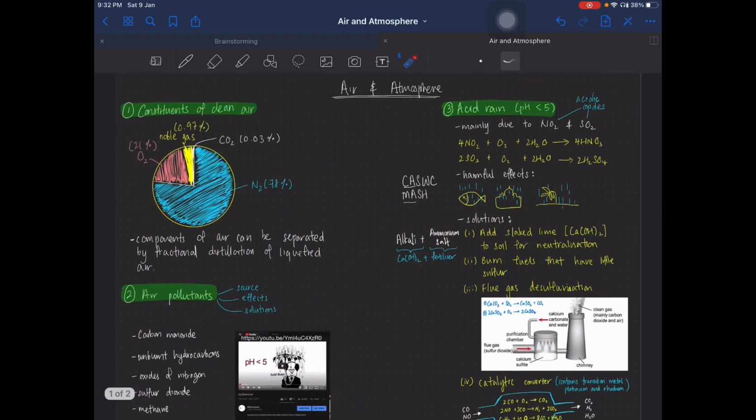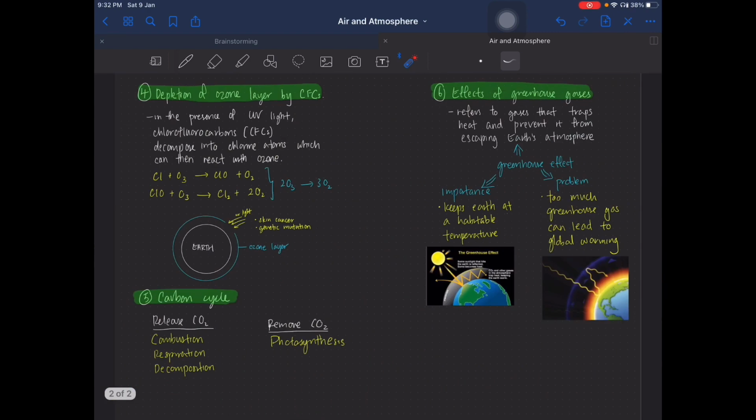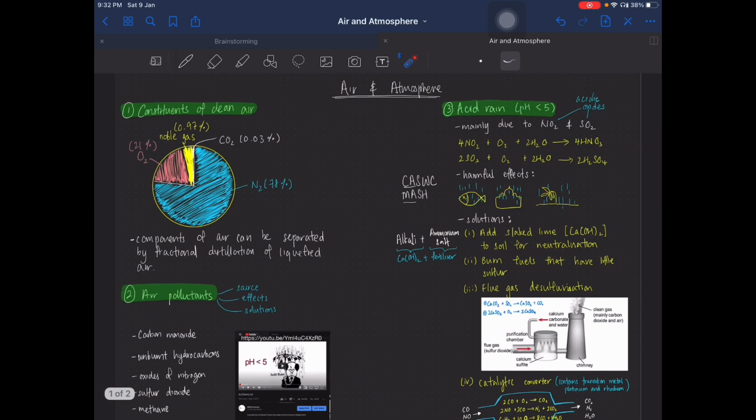So in general, you realize that the chapter on air and atmosphere actually requires you to read more widely about the different air pollutants, about the different environmental issues that can arise, like acid rain, ozone depletion, global warming, etc. So this is a chapter that, as we do the worksheets as well as the 10 series, you will realize requires a lot of application of the knowledge.